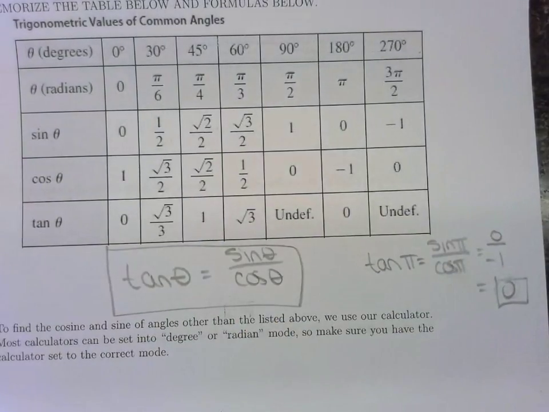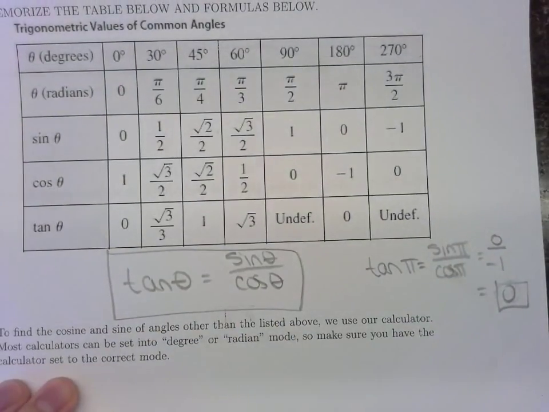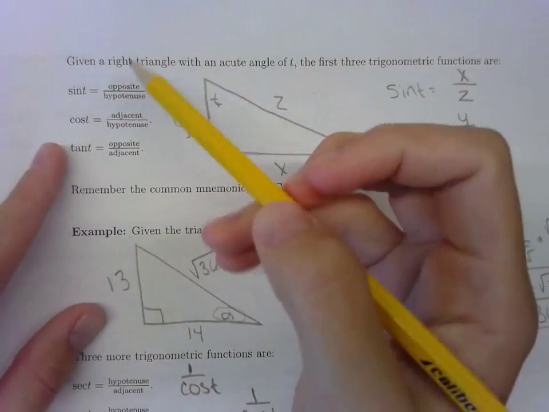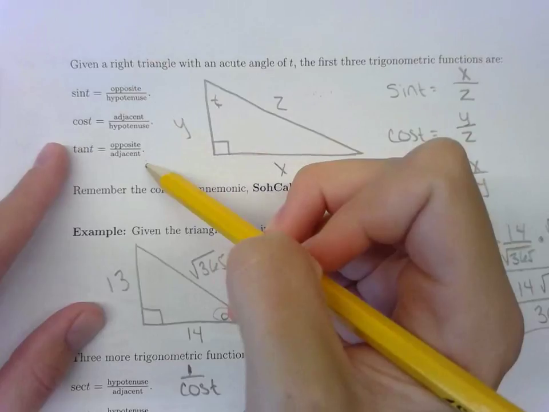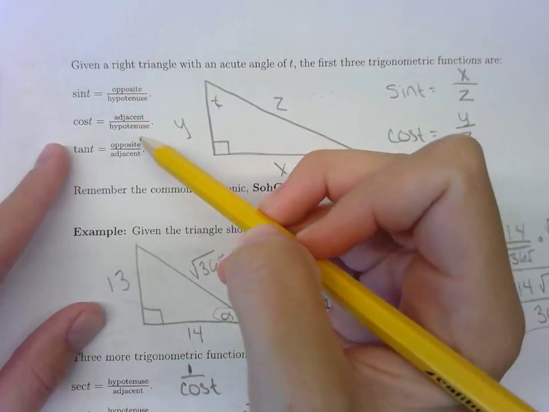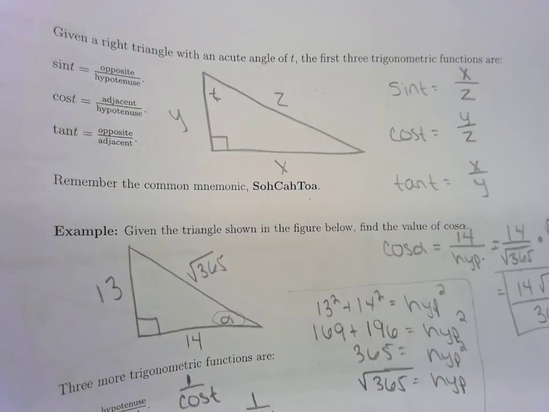So tangent is sine over cosine, which if you go back to our original definition of tangent, you can actually see that. We defined tangent as opposite over adjacent, which is actually sine over cosine because the hypotenuses would cancel.